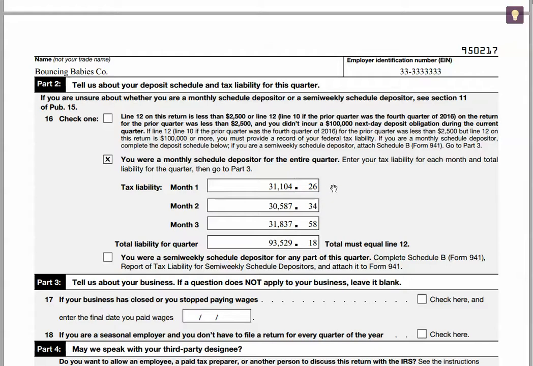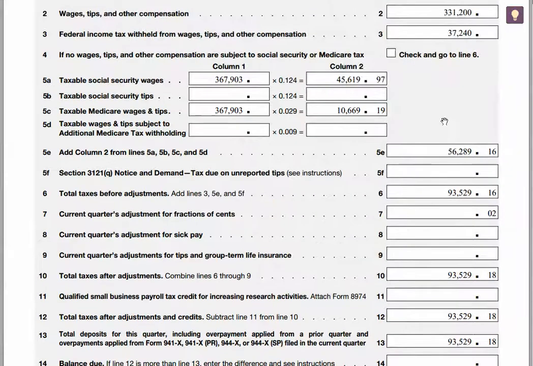All of the taxes that we paid together for month 1, we add January all together, from the book, February all together, and March all together, they total 93,529.18. Well, when we did a calculation, we got 16 cents. So because of the rounding that we did to get these numbers each month, or each pay period, and then added together for each month, we've got a rounding difference of 2 cents. So when you get to line 7, it says current quarter's adjustment for fraction of cents. That's all that is, the rounding.